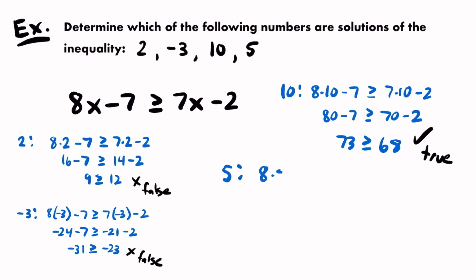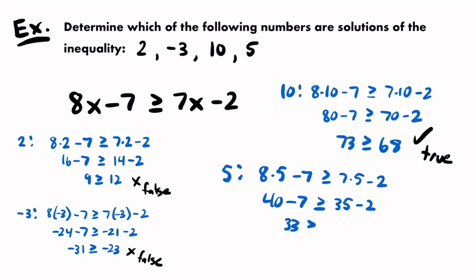We'll have 8 times 5 minus 7 is greater than or equal to 7 times 5 minus 2. And 8 times 5 is 40, so we have 40 minus 7 greater than or equal to 7 times 5, which is 35 minus 2. And 40 minus 7 is 33. So we have 33 greater than or equal to 35 minus 2, which is also 33.